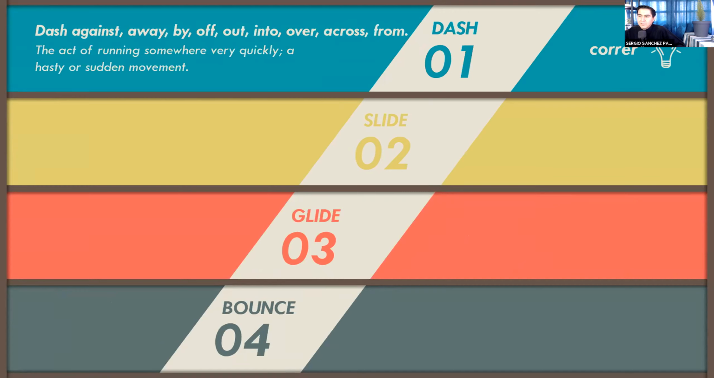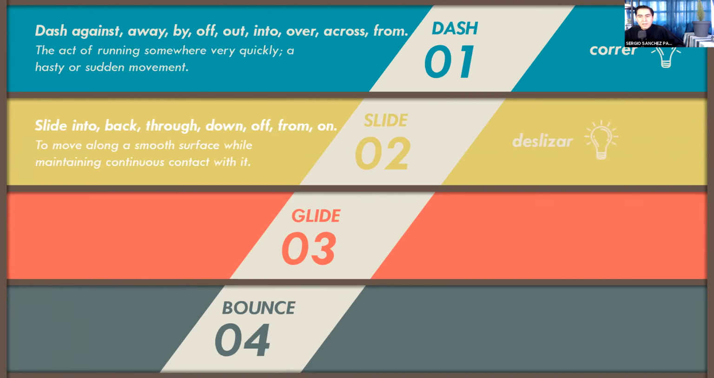The translation I have found in most dictionaries is correct. It's not a very good translation, but that's the one you will find most often. For slide, we have prepositions such as slide into, back, through, down, off, from, on. And the definition I can give is to move along a smooth surface while maintaining a continuous contact with it. And we usually translate it into Spanish as deslizar.